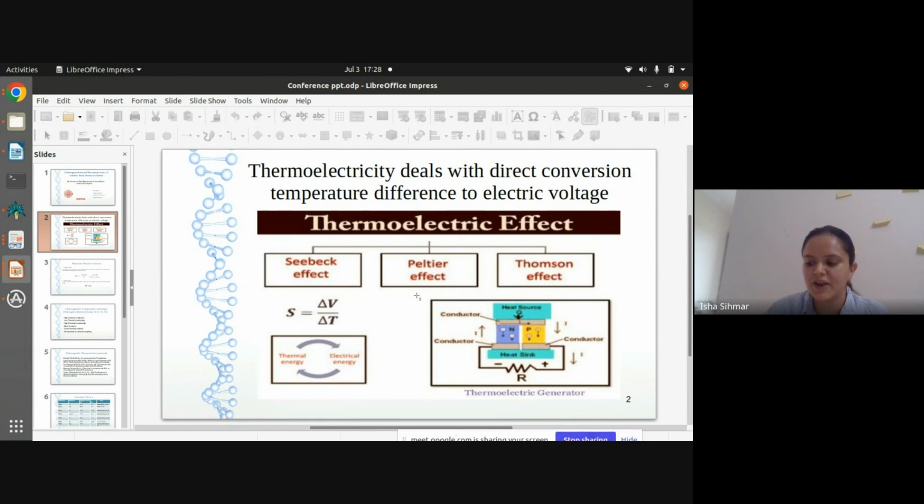Next, the Peltier effect. It was discovered by Charles Peltier in 1834. It states that when an electrical current flows through a circuit of different conductive materials, heat is absorbed at one junction and released at the other junction. It is utilized in thermal cooling. Next is the Thomson effect, discovered in 1851 by Thomson. It describes the heating or cooling of a single conductor carrying an electrical current when there is a temperature gradient along its length.